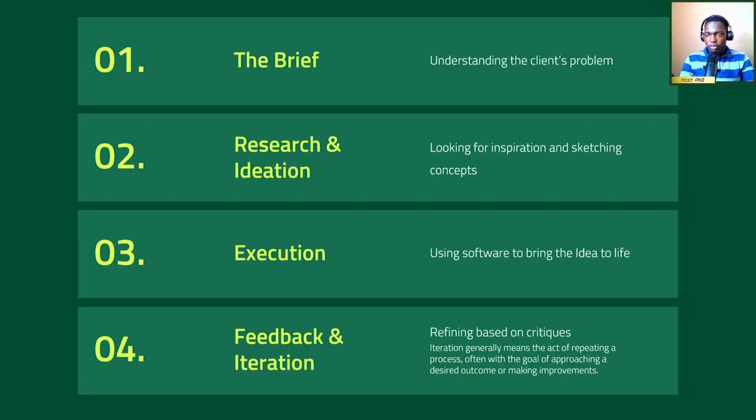And once you have the design brief, the next thing is the research and ideation. So here you are looking for inspiration and sketching concepts. Once you know what the client wants you to do for them, that's when you delve into research. So here you go online and look for brands that have the same goals in mind. Let's say you are working with a restaurant, a food brand, you go online and look for other food brands and look at what they are doing, how their logos look, how they work with their colors, and how their brand manual or brand systems look.